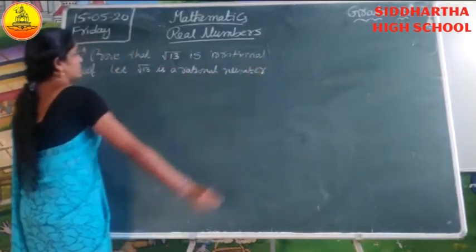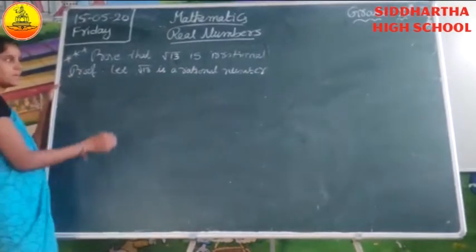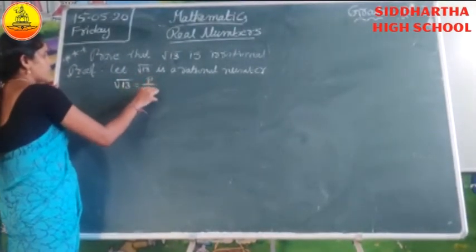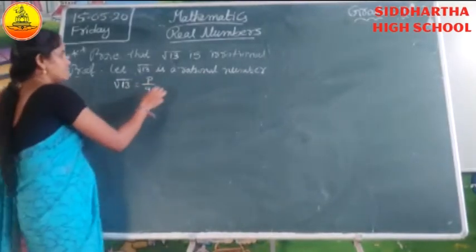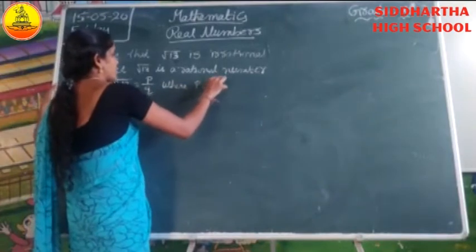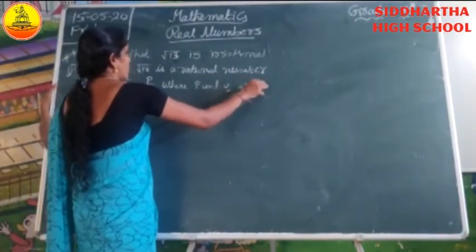It is a rational number. If it is a rational number, then root 13 is in the form of p by q, where p and q are co-primes.